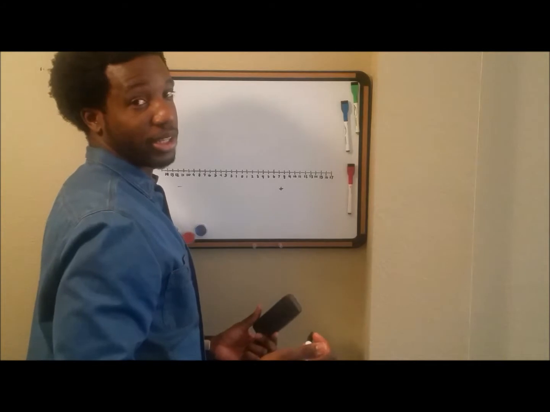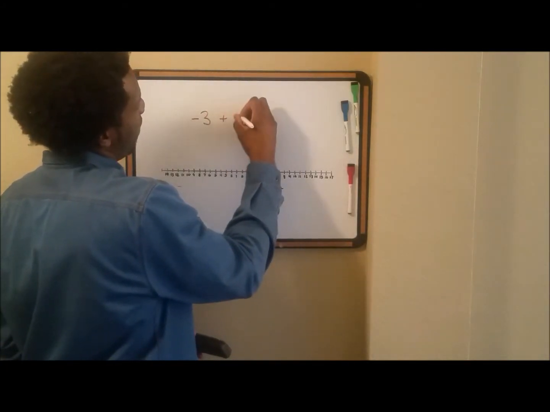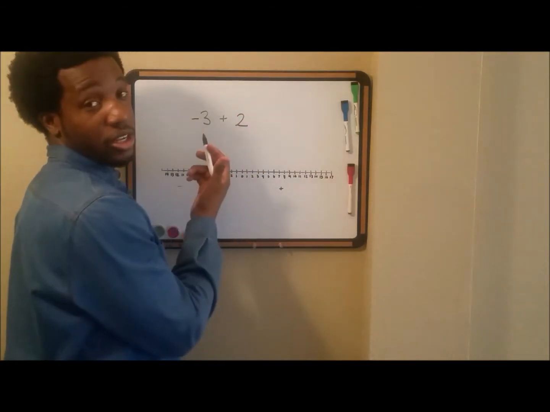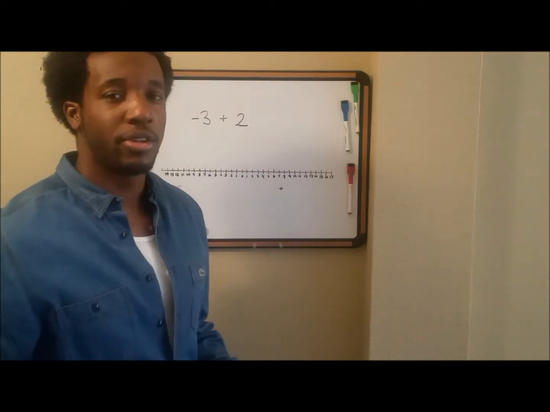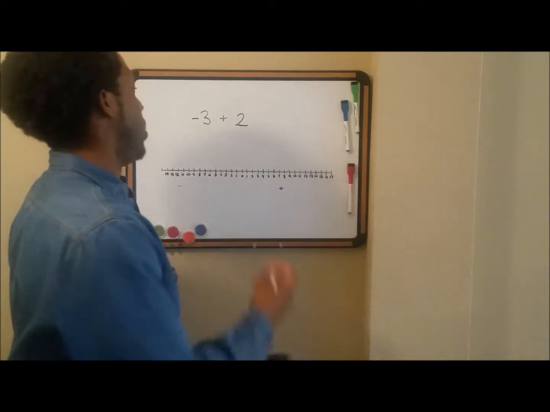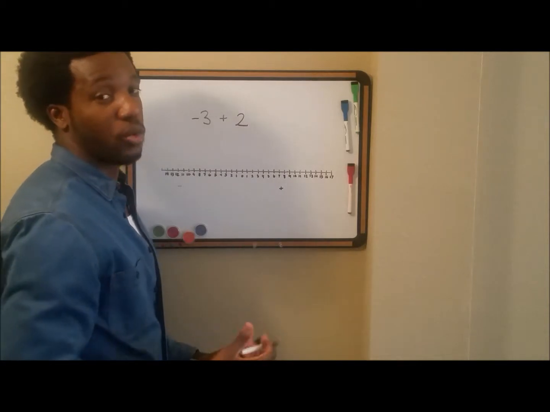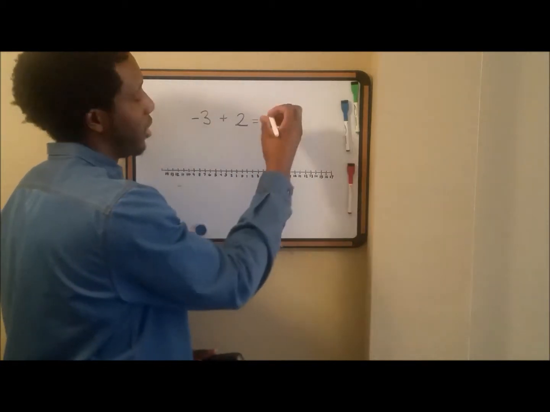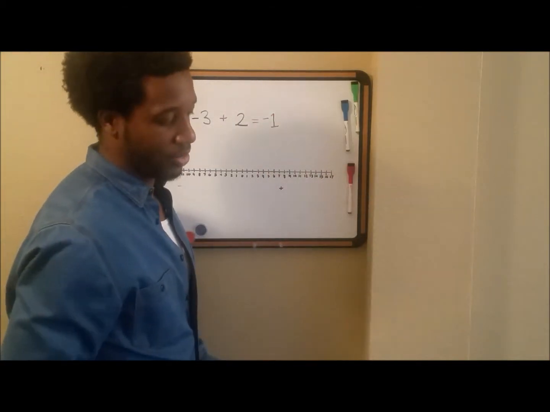Now what if we had something like this? What's the sign right here? Negative. The sign right here is positive. Now when the signs are different, you subtract and keep the sign of the bigger number. The bigger number in this case is 3. So we're gonna subtract. What's 3 minus 2? 1. But we're gonna keep the sign of the bigger number. Negative 1. Easy.